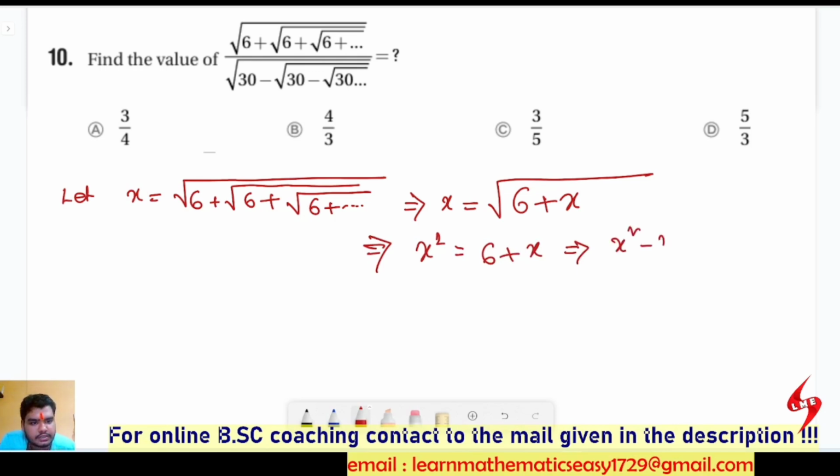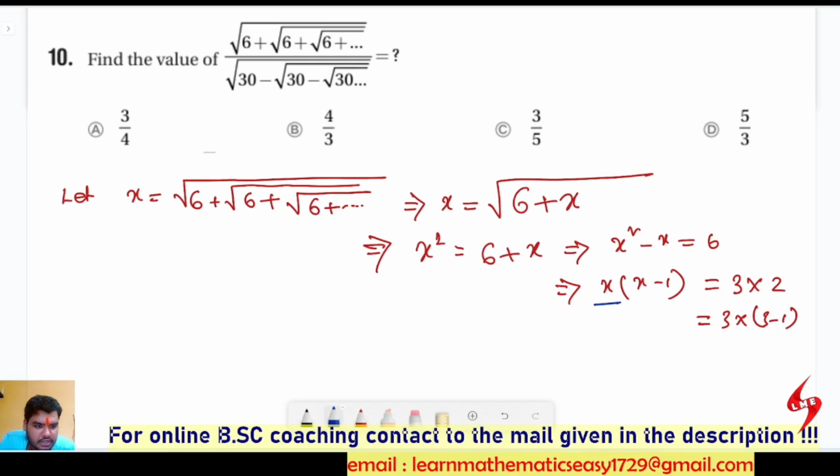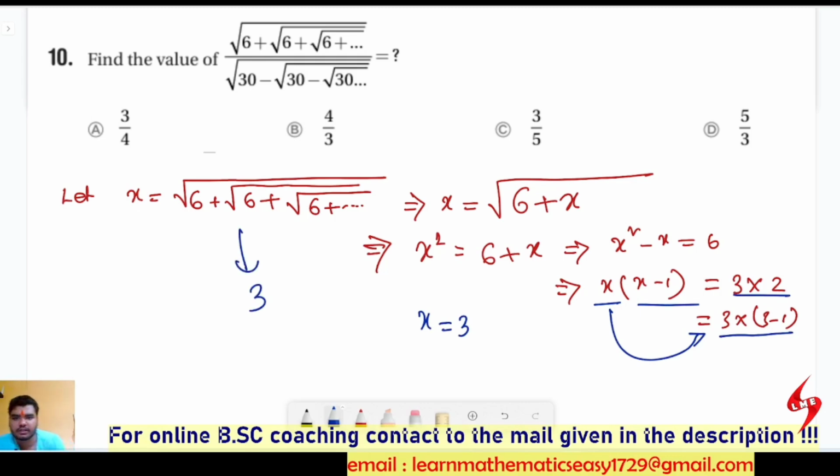my explanation here. This is 6 into x minus 1, that is 3 into 2. So basically this is 3 minus 1, obviously. So here we can see that x into x minus 1 is 3 into 3 minus 1, so that's why x is 3. So x is 3, that means this value is 3.